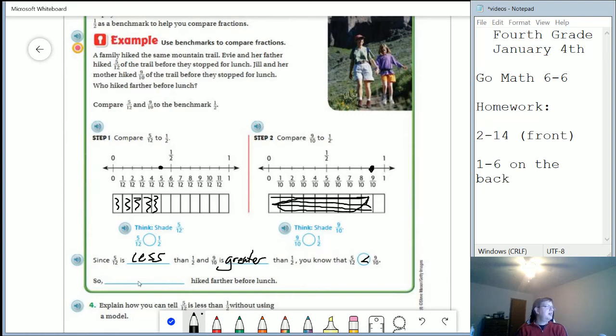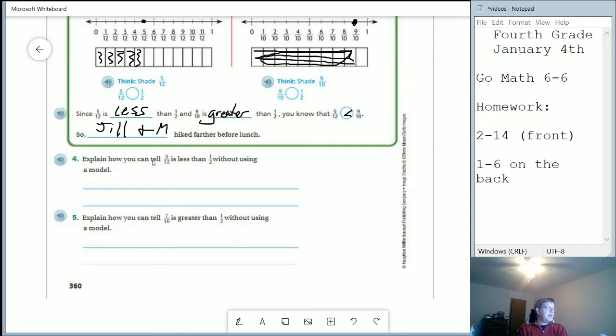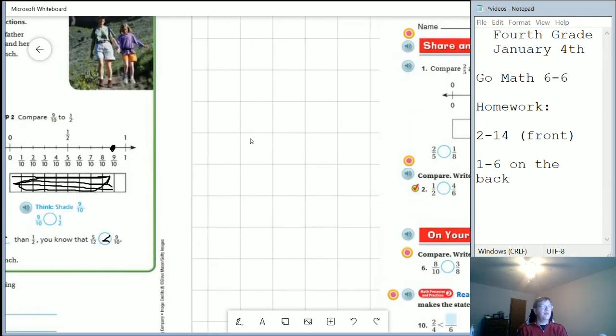And so let's see, it looks like they hiked farther before lunch. No, wait, sorry. Oh, sorry, Jill. Jill and Mother hiked farther. Let's see, we've already talked about how we can do number 4 and 5 here.